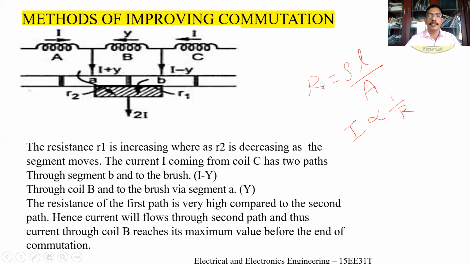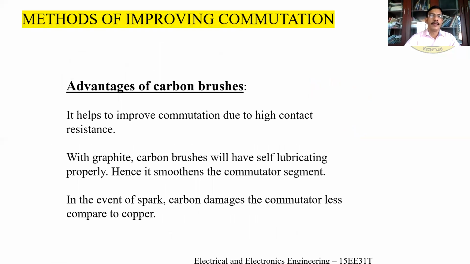So based on these two formulas, R equal to rho L by A and current directly proportional to 1 by R. These are advantages of carbon brushes. Not only does it improve the commutation, there are other advantages also. It helps to improve the commutation due to high contact resistance. We already discussed that.